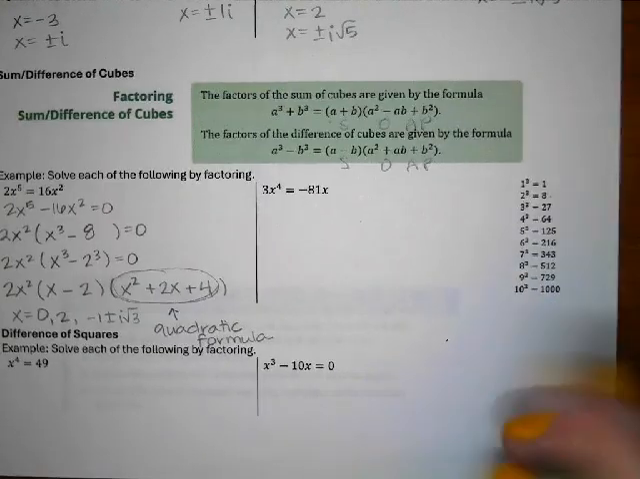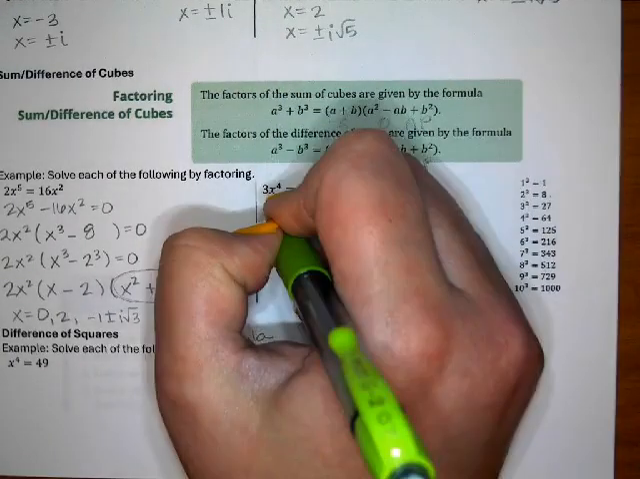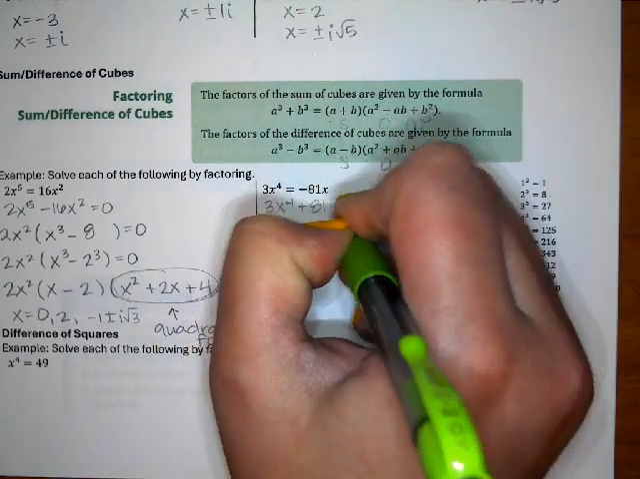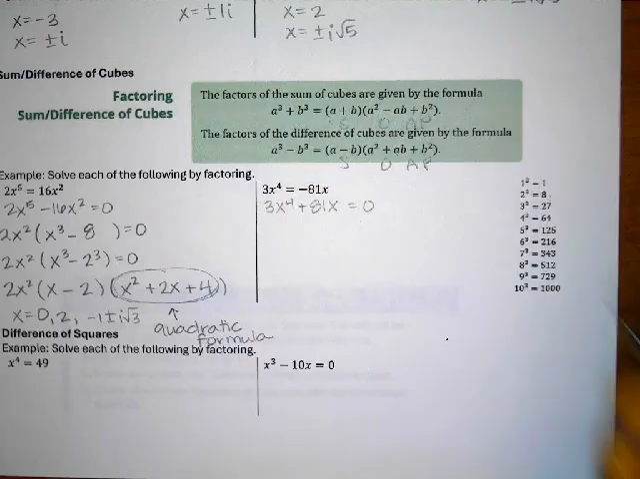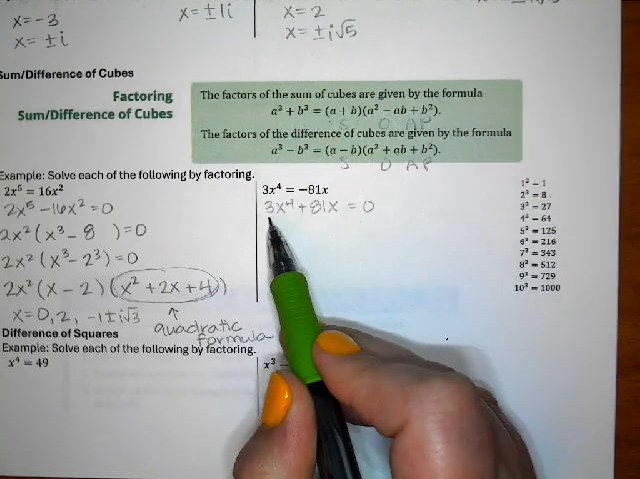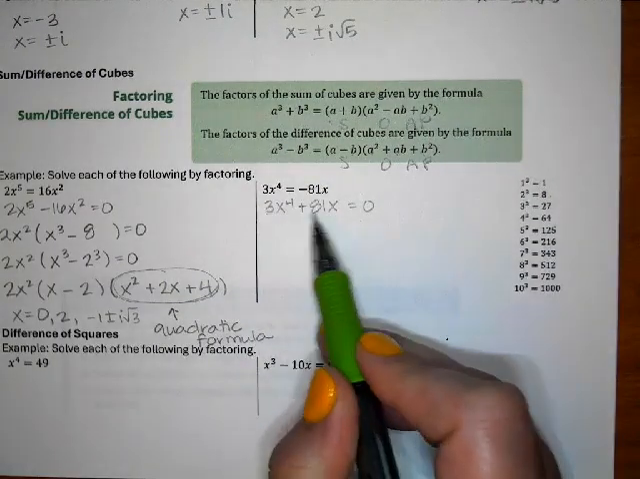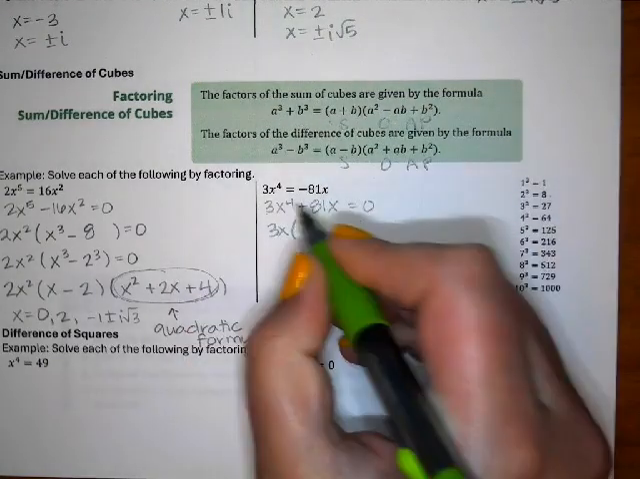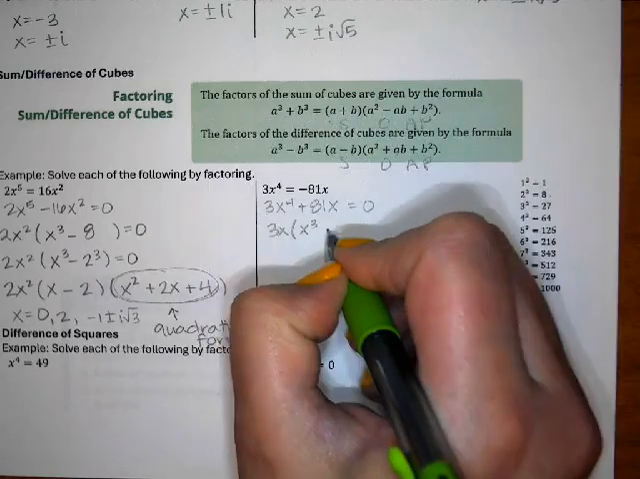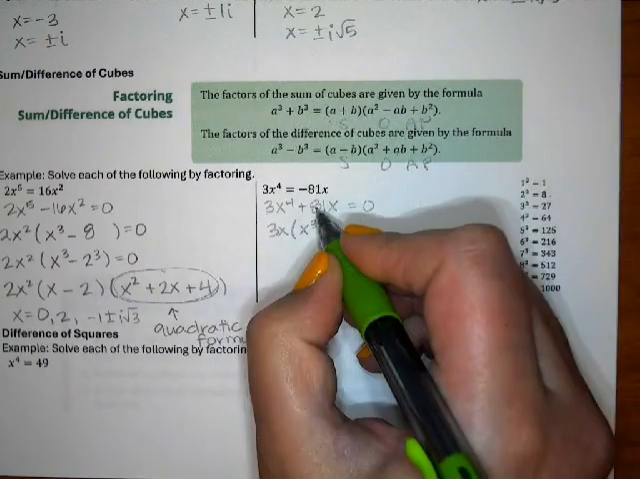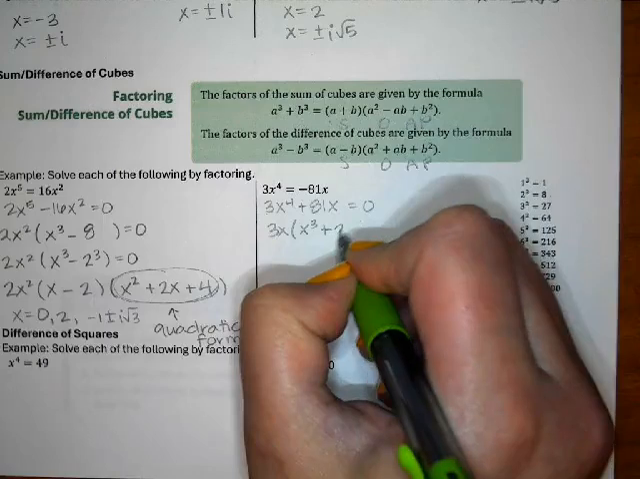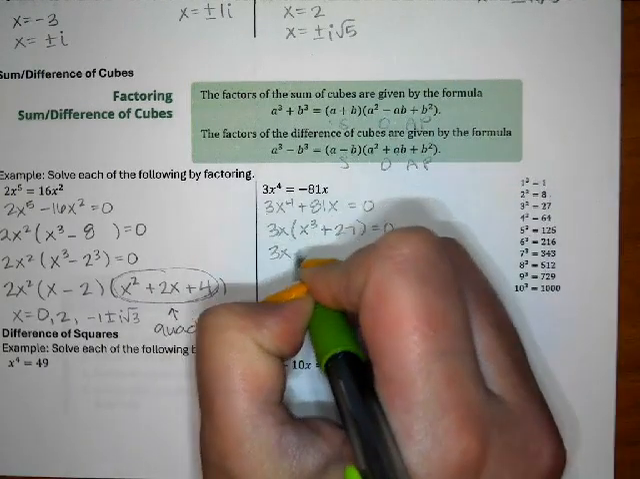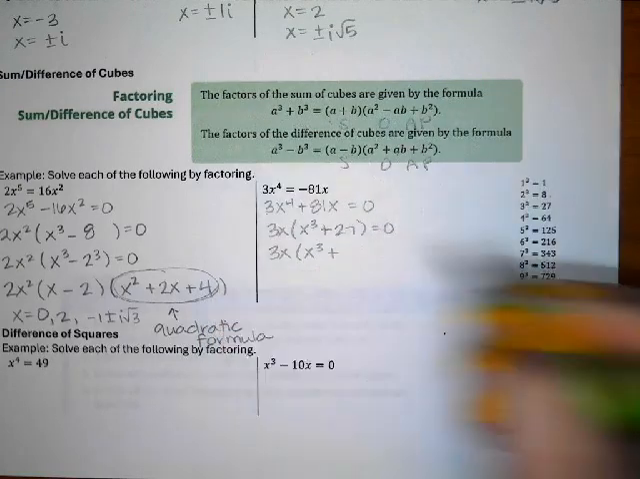Again, we're going to make it equal 0. So 3x to the 4th plus 81x equals 0. I'm going to factor out a GCF of 3 and a GCF of x. So that leaves me with x to the 3rd. 81 divided by 3 is 27. 27 is 3 to the 3rd.